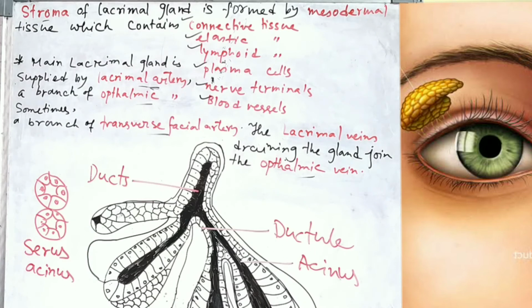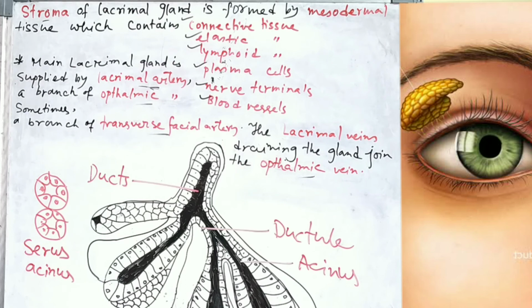The diagram below shows the microscopic structure, a little part of the lacrimal gland which shows the glandular tissue, stroma and septa, as well as the capsule. The ducts, ductules and acini, these three parts are present in the lacrimal gland. The lymphatic drainage is also there. The lymphatic drainage is along with the conjunctival drainage into the preauricular lymph nodes.